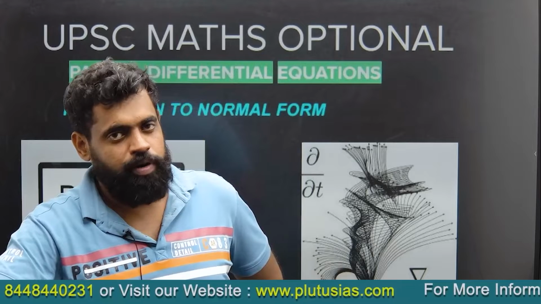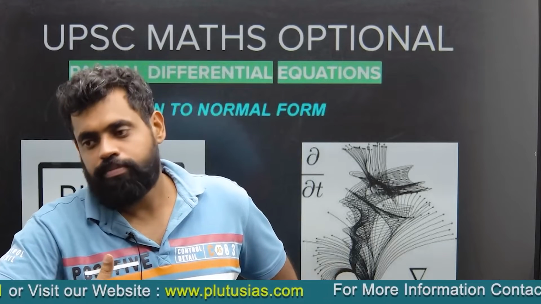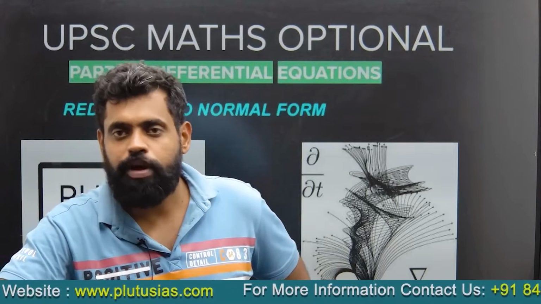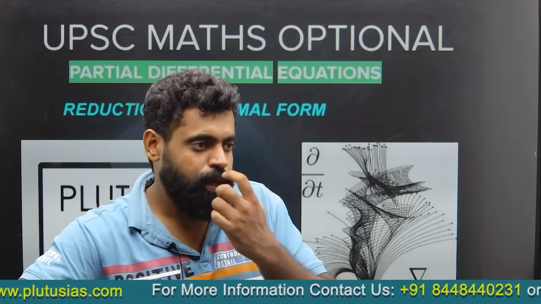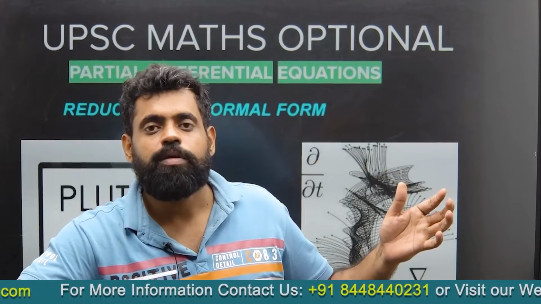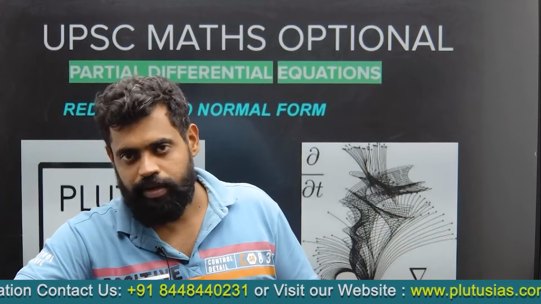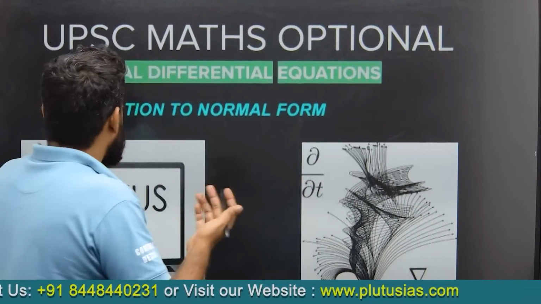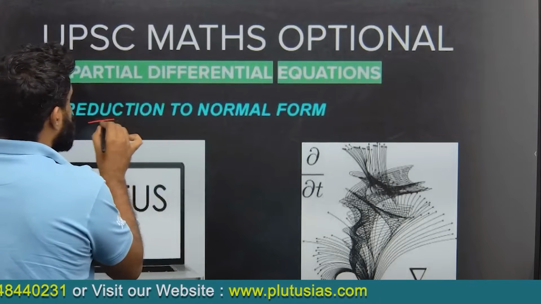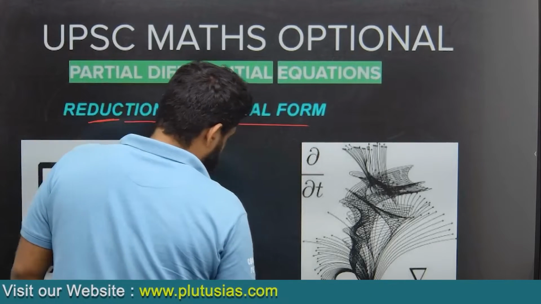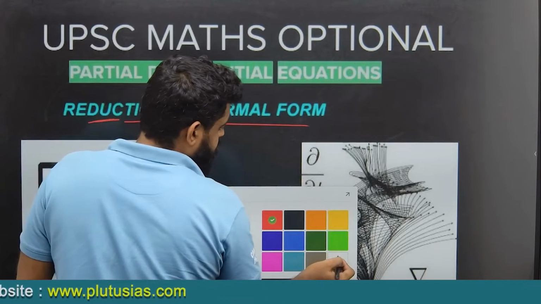So this is a very important topic, an easier topic. People leave it and every year a 20 marker comes from this topic. A bit long question, but once you are able to understand the concept, it is very easy to do. Now the topic is the reduction of any equation to normal form, okay.